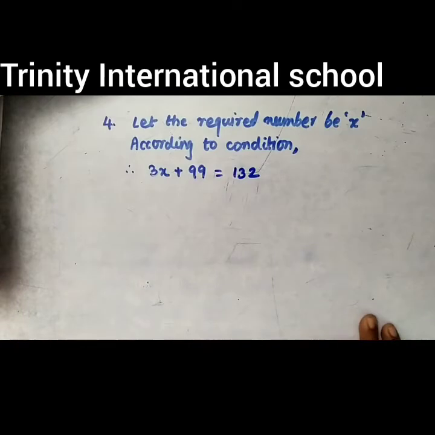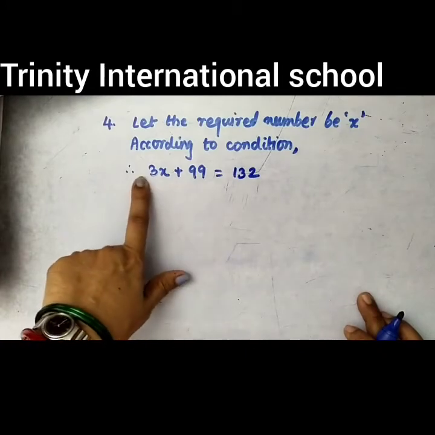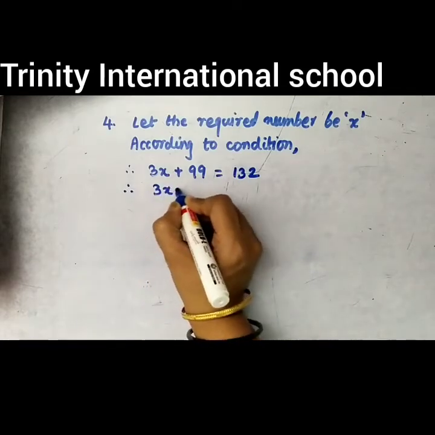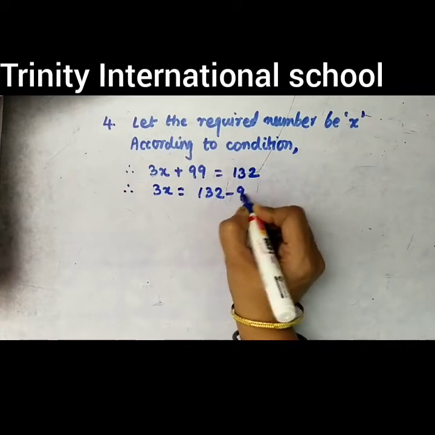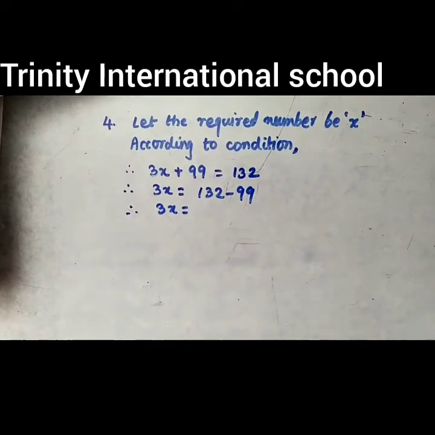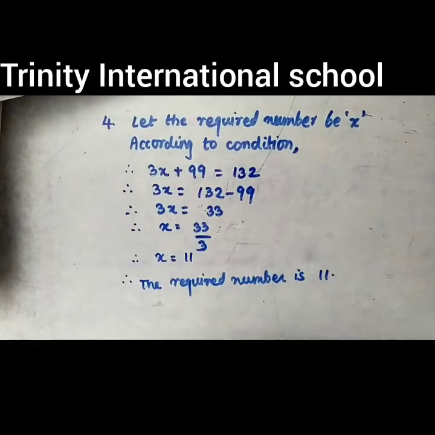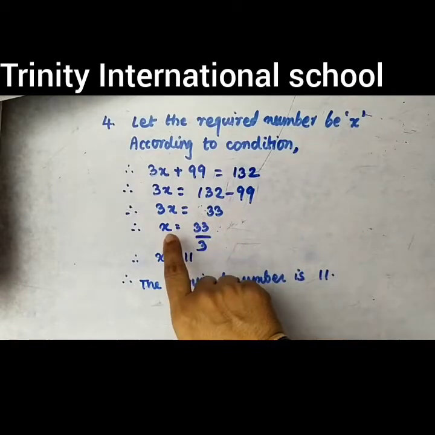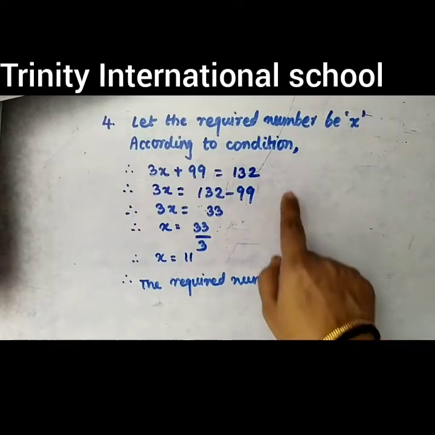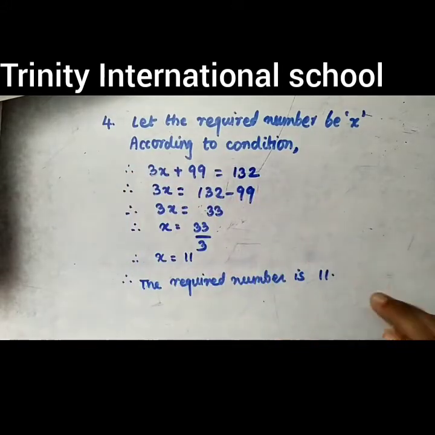Okay. So this is what your equation tells you, that 99 is added to 3 times of the number and it becomes 132. So this is also the same rule you have to follow. So take 99 to your right hand side and go for your calculations. Now see, after subtracting you are getting 33. X is equal to 33 by 3, that you know X is equal to 11. So the required number is 11. So very easy. If you have got the correct equation, then the solving of this problem is very easy.